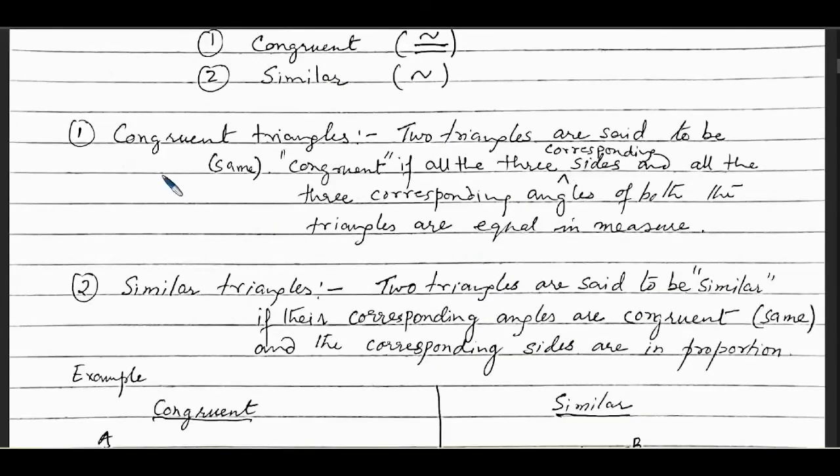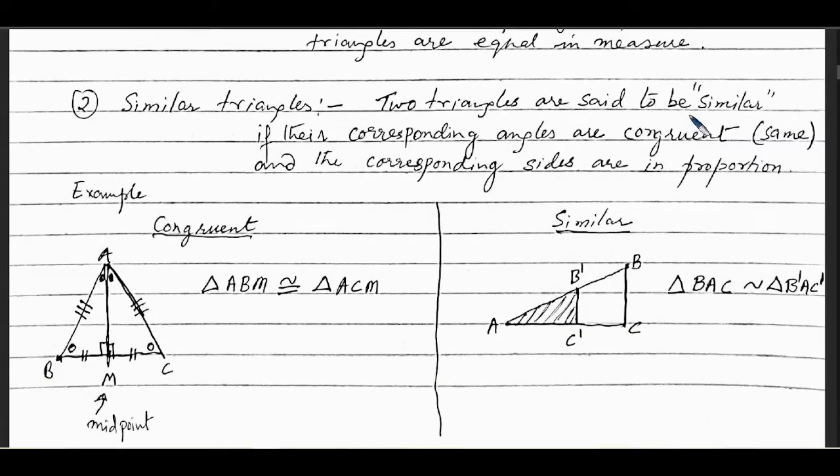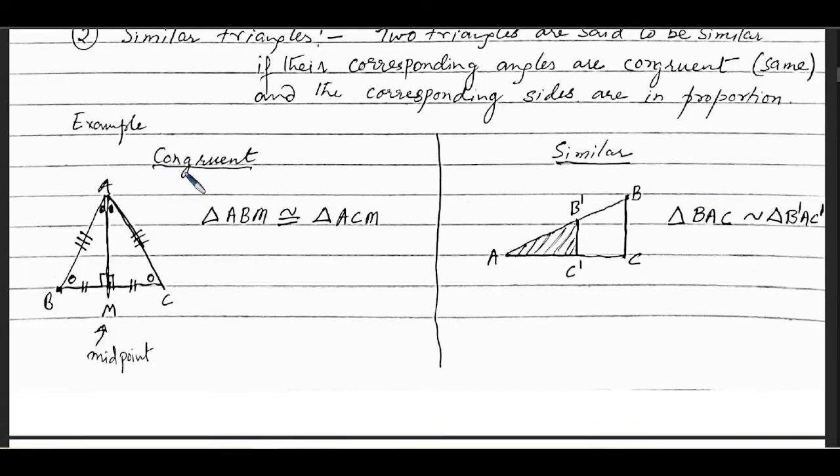Congruent triangles: two triangles are said to be congruent if all the three corresponding sides and all the three corresponding angles of both the triangles are equal in measure. So if all the sides are equal and all the angles are equal, then those two triangles are said to be congruent to each other. What are similar triangles? Two triangles are said to be similar if their corresponding angles are congruent, the angles are the same, and the corresponding sides are in proportion, but the sides can be of different length or measure.